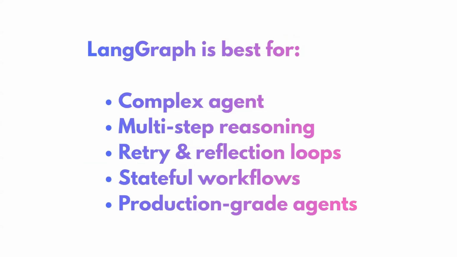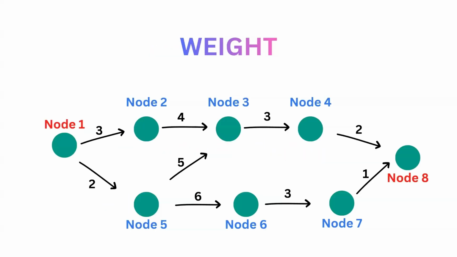LangGraph is best if you're working with complex agents that need to think in multiple steps, reason through problems, and retry or reflect on their answers. Since LangGraph maintains state throughout the workflow, it's ideal for stateful applications and production-grade agents that require reliability, control, and scalability. And this is all I had on LangGraph and graphs in general for today.